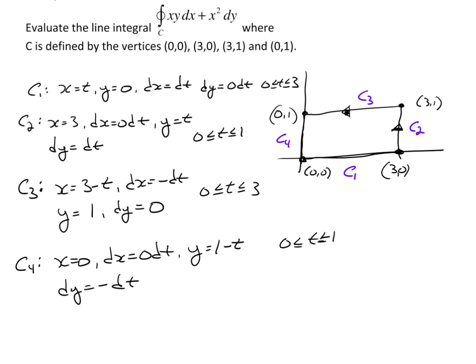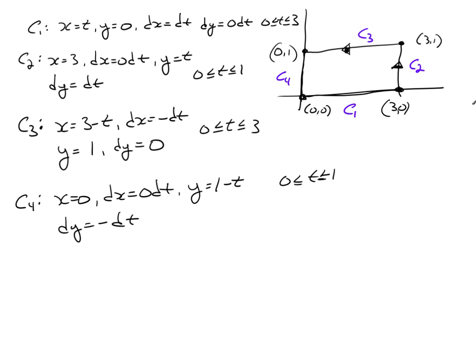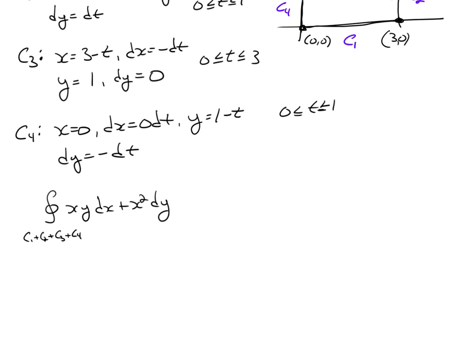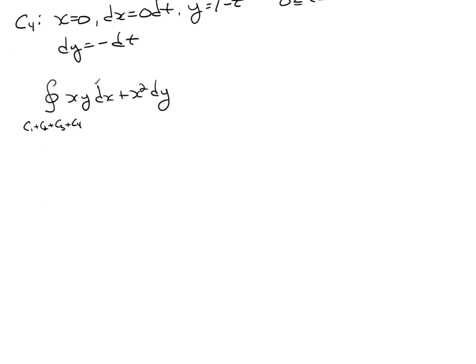So let's get a little bit more room here. So this line integral over C1 plus C2 plus C3 plus C4, that's my curve. I'm going to take this piece by piece of xy dx plus x squared dy. I need the dx and dy for each segment here, so I can substitute that in. And again, I'm going to break this down piece by piece so we can evaluate it. We need to keep an eye on this.